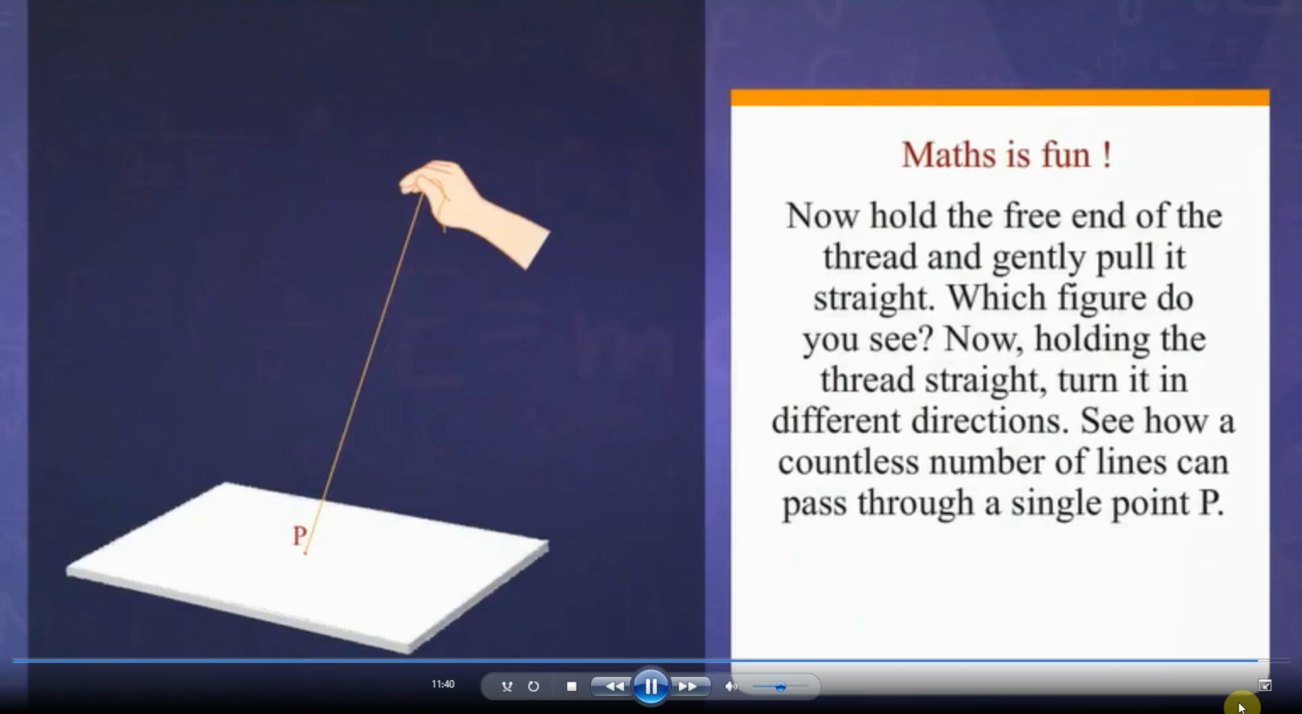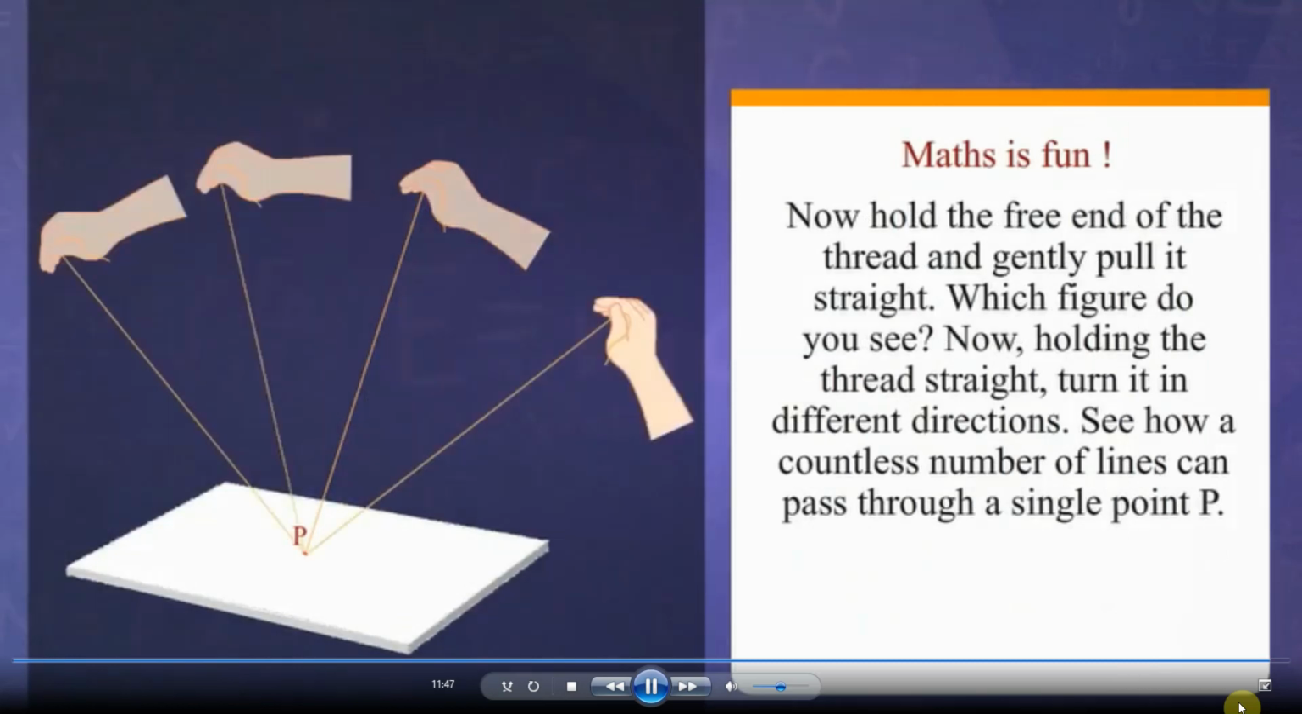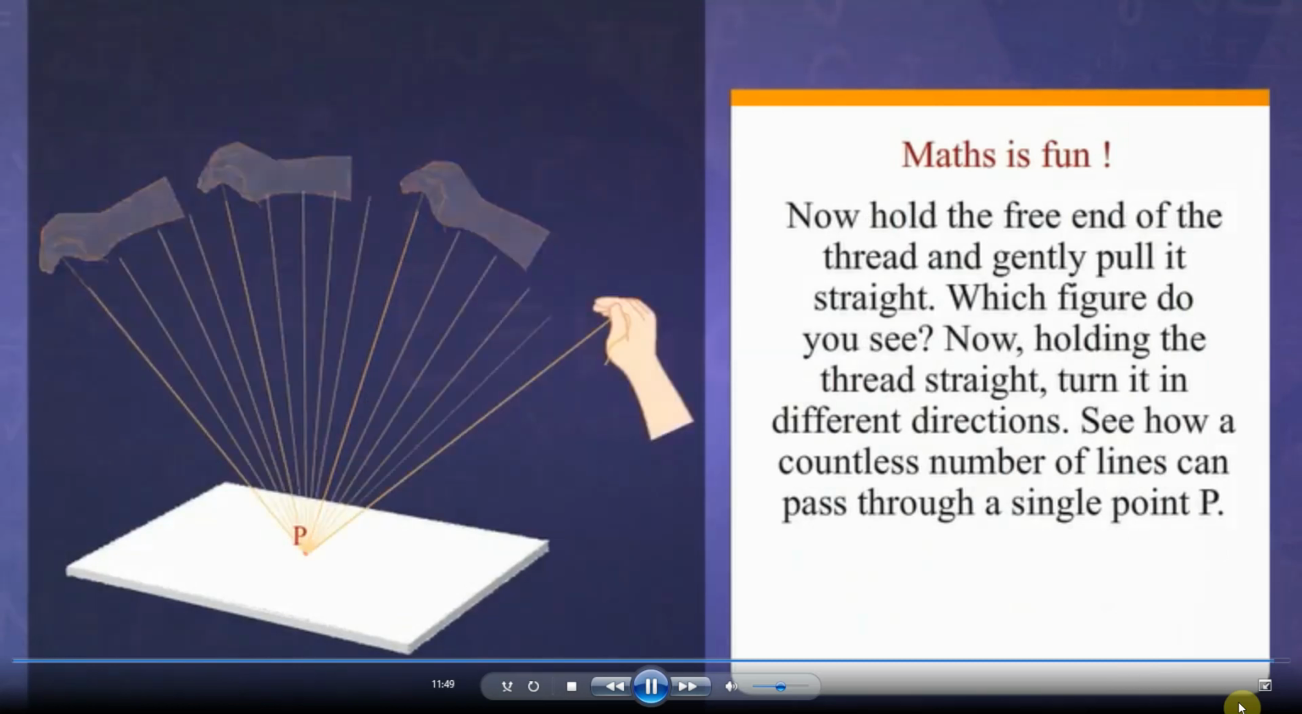Which figure do you see? Now, holding the thread straight, turn it in different directions. See how a countless number of lines can pass through a single point P.